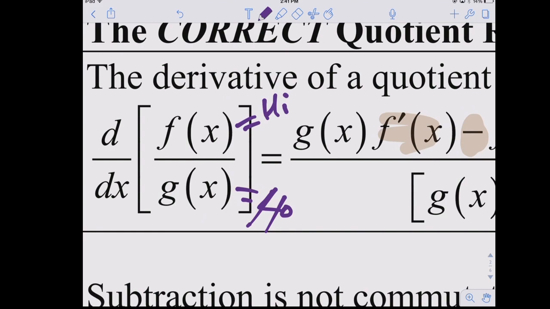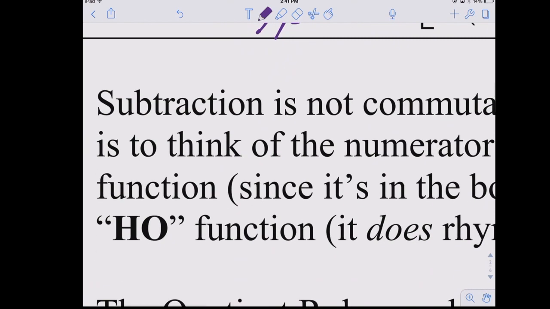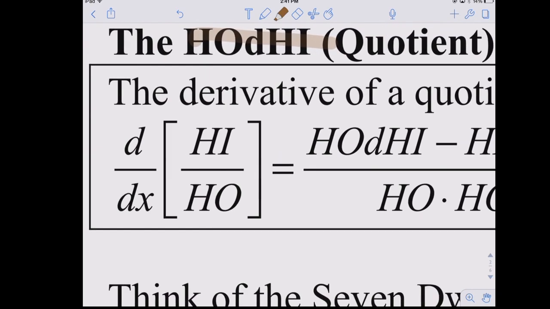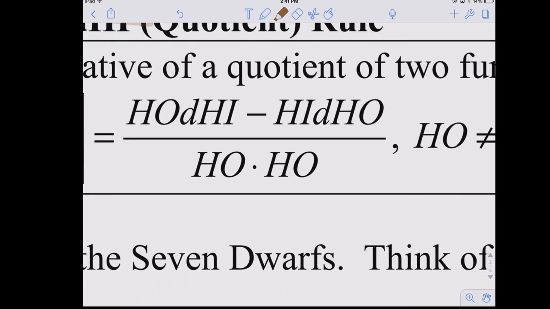Now, look what the quotient rule becomes when you call them high over ho. It becomes the ho-de-high rule. Here's why. The derivative of high over ho becomes ho d-high minus high d-ho over ho-ho. Now, what does d-high mean? It means the derivative of the high function. D-ho is the derivative of the low function. Now, you are not going to forget this. You just say it a couple times, you'll have it. Ho-de-high minus high-de-ho over ho-ho.